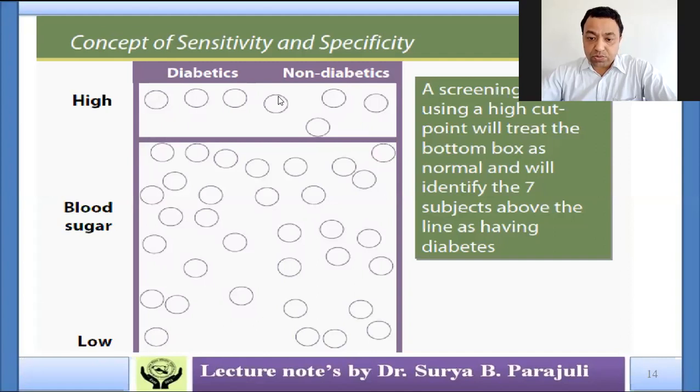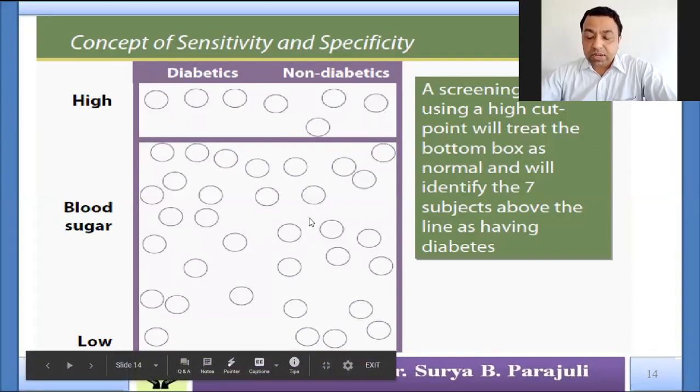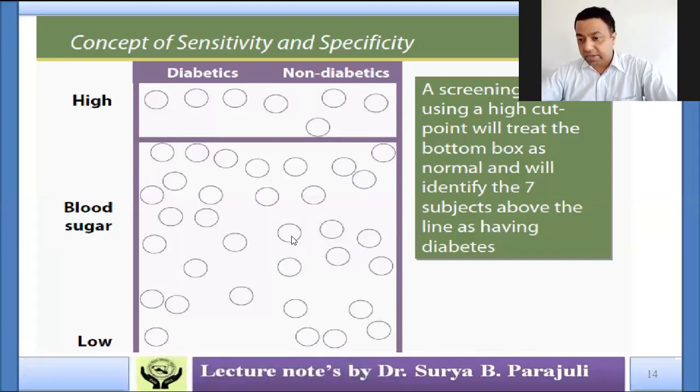So we have only 1, 2, 3, 4, 5, 6, 7. So we missed more diabetic cases. We couldn't know how many from this figure. But we treat 7 as diabetics, and in 2 or 3 maybe without having any diabetes. So we included non-diabetics too because of less sensitivity of our test.